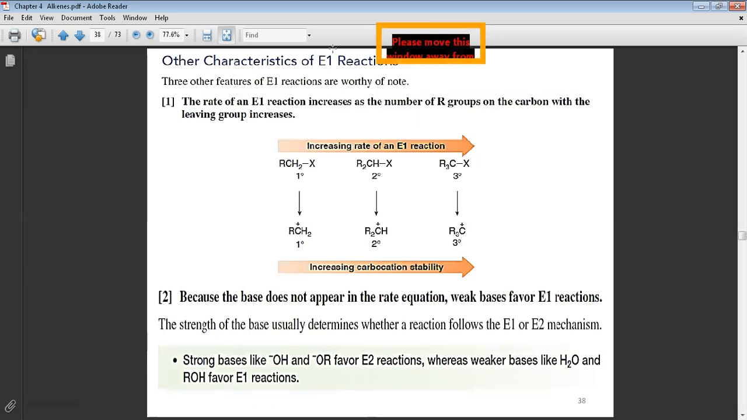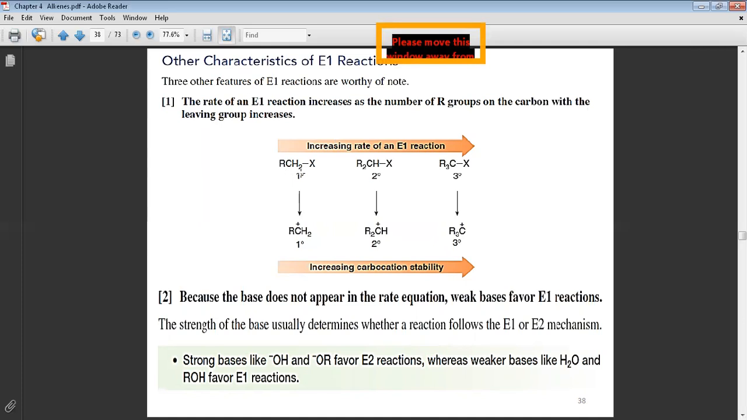Other characteristics of the E1 reaction. Okay, other characteristics, خواص أخرى, for the E1 reaction. 3 other factors, meaning we have factors that can affect the E1 reaction. Number 1, the rate of the E1 reaction increases as the number of R groups on the carbon with the leaving group increases.